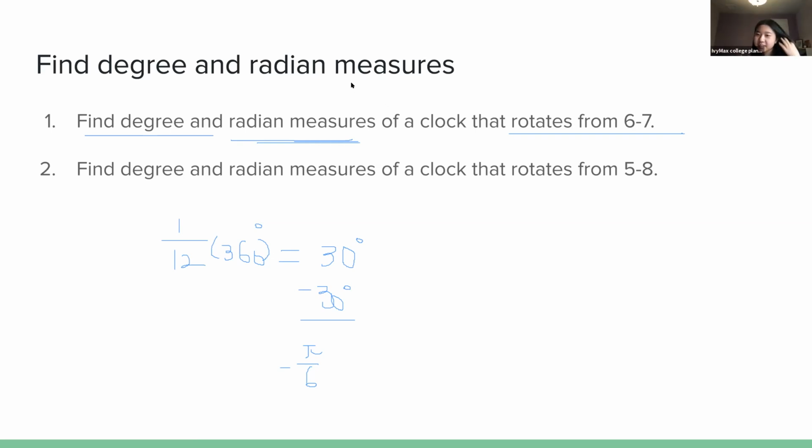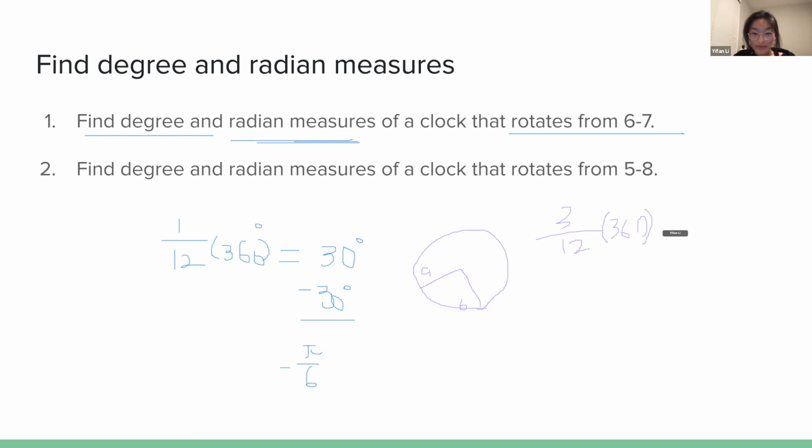Okay, so it's still the same clock. And from 5 to 8. So 6 is right here, 9 is right here. So 5 to 8, something like this. Yes. So 5 to 6, 6 to 7, 7 to 8, which is 3. 3 over 12. And you times 360 degree.